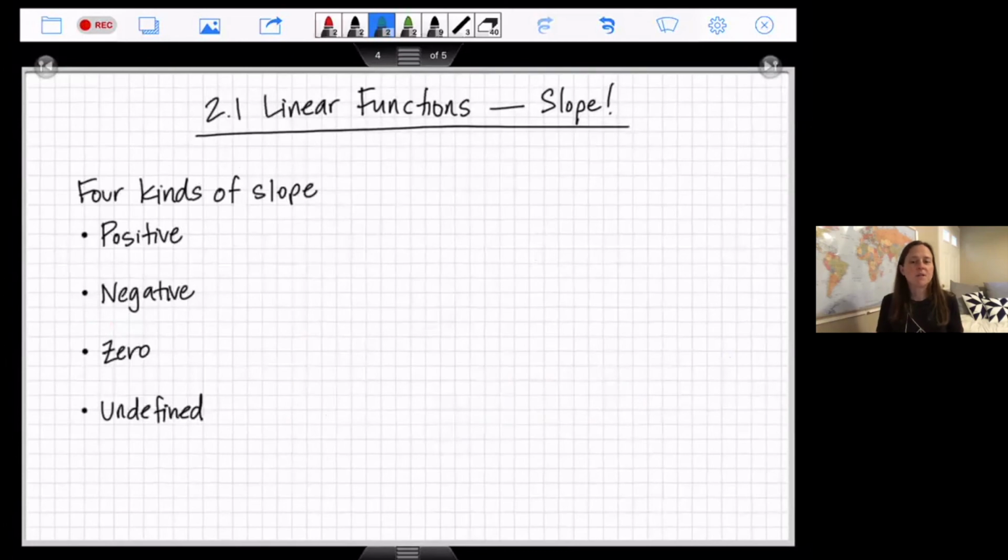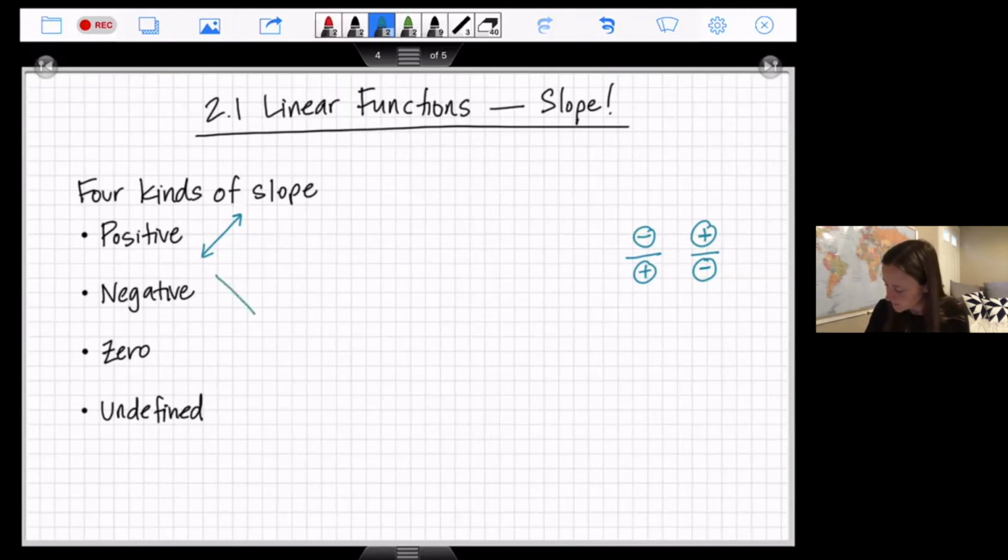Okay, so positive is one of 4 things that can happen when you calculate slope. If your slope is positive, you're going to have a line that is rising from left to right. If your slope ends up being negative, that means that your rise over run was either negative over positive or positive over negative, that the 2 signs didn't match. Okay, so that means that you are either going down and to the right or you're going up and to the left to stay on your line. Either way, your line is falling from left to right. Okay, so negative slopes give you lines that fall left to right.